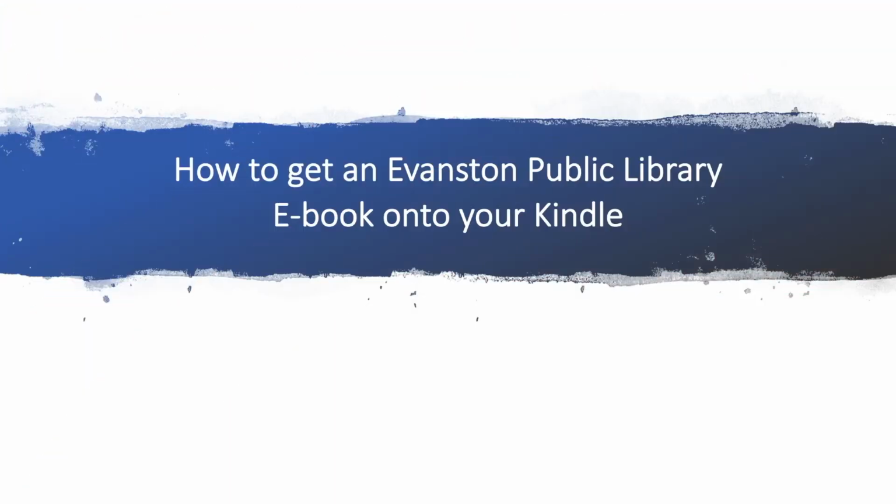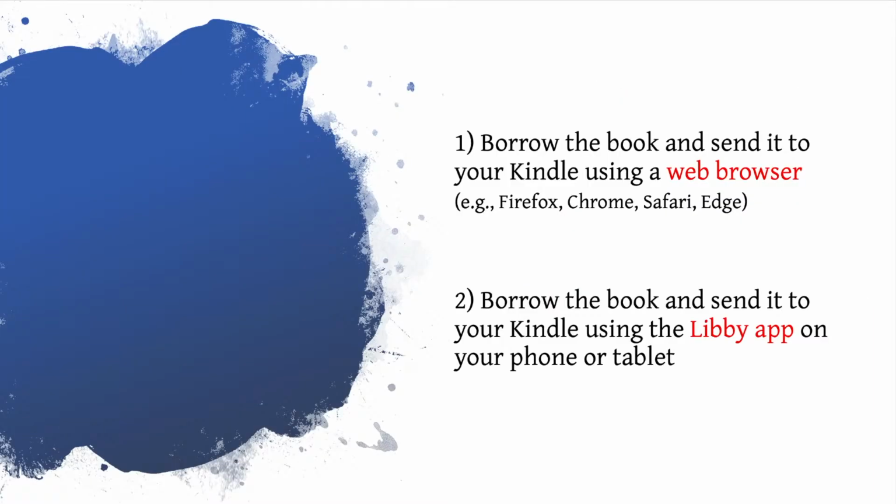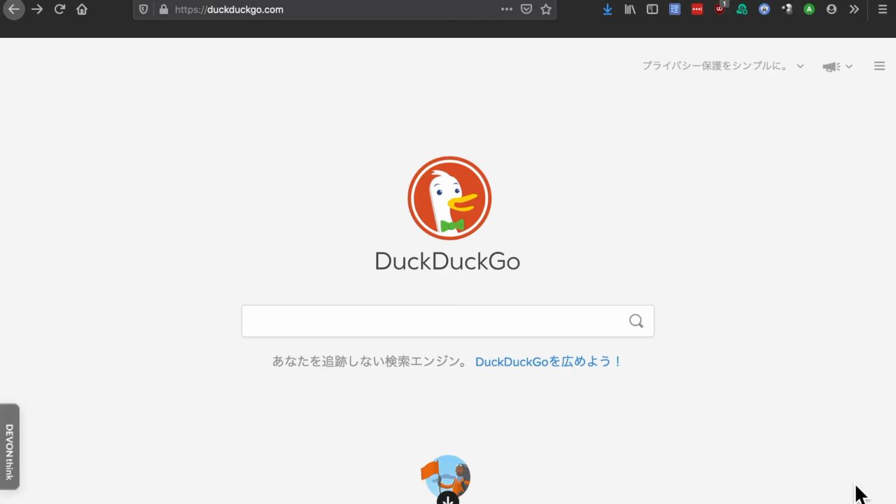Today I'm going to show you how to check out an ebook and read it on your Kindle. There are two ways to do this. The first is to go through a web browser, such as Chrome, Firefox, or Internet Explorer, which you can do on your computer, tablet, or phone. The second is to borrow the book and send it to your Kindle via the Libby app. So let's begin with the first method.